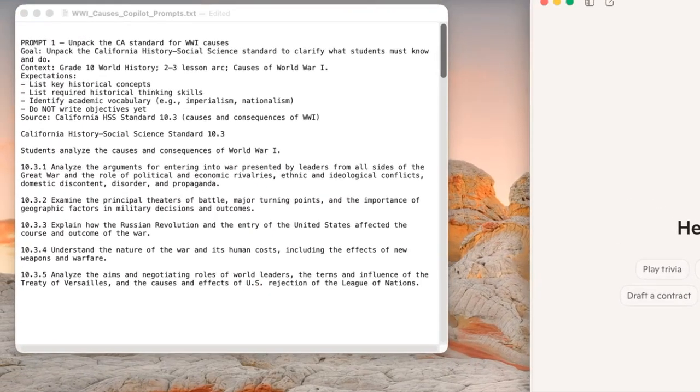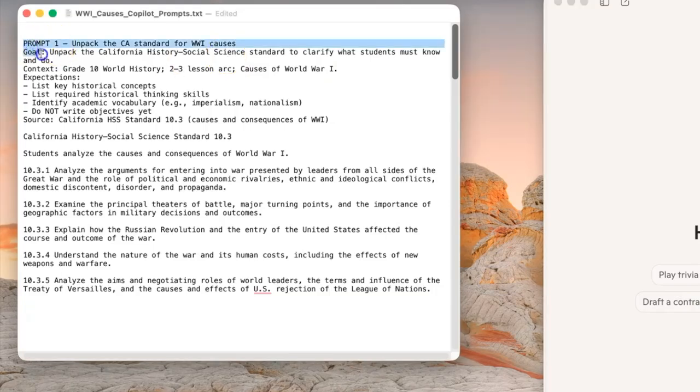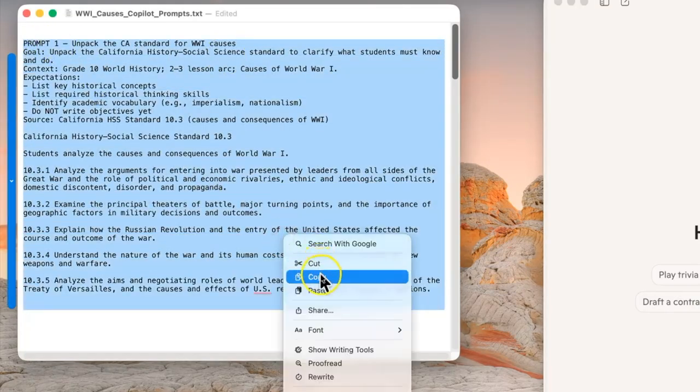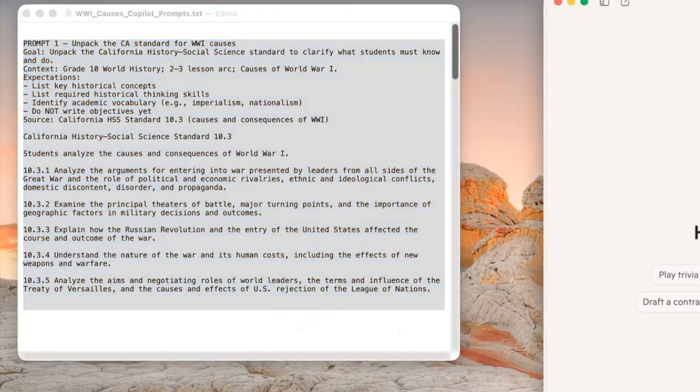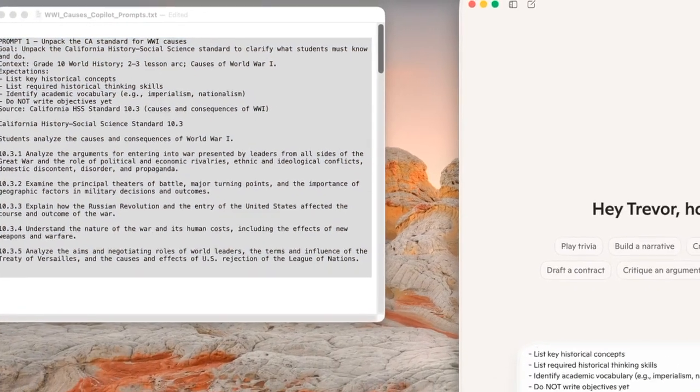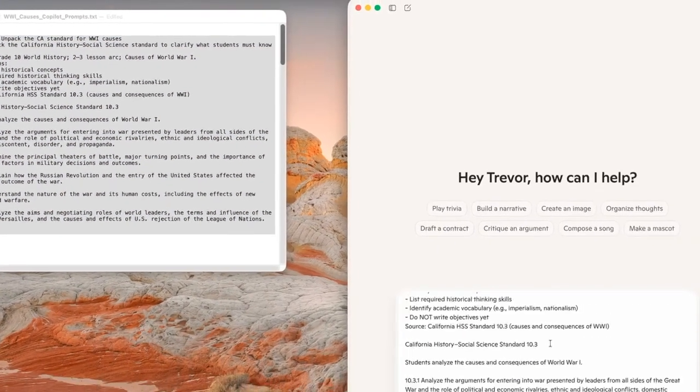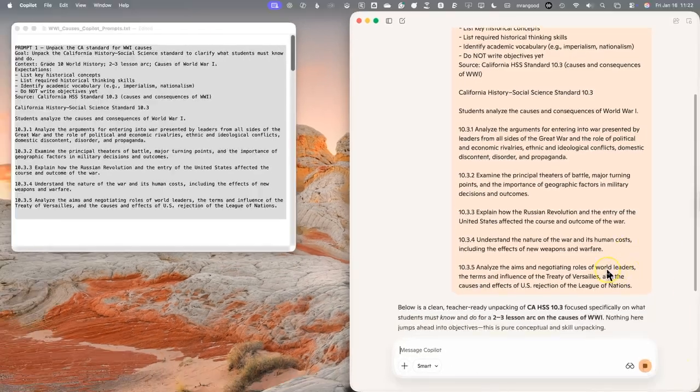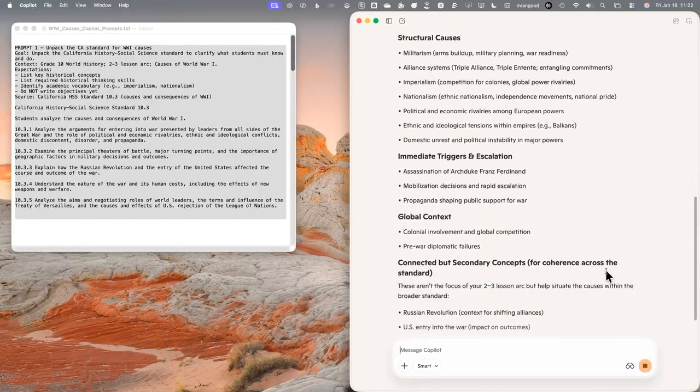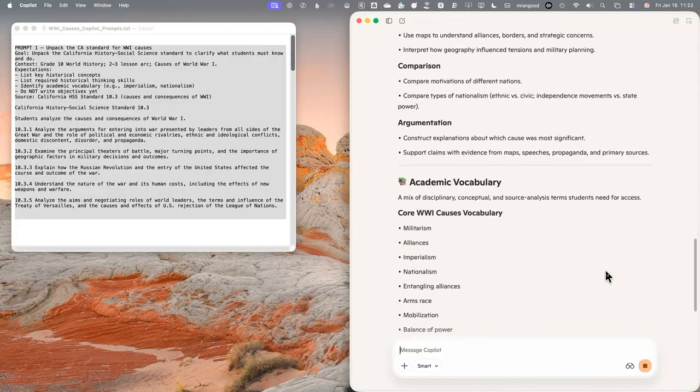I'm starting by unpacking the California History Social Science Standard. At this stage, I'm looking across the full 10.3 strand to clarify key concepts, historical thinking skills, and academic vocabulary. I'm not writing objectives yet. This step keeps the planning grounded in what students are expected to know and do.